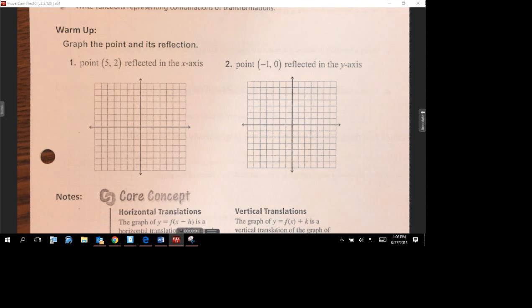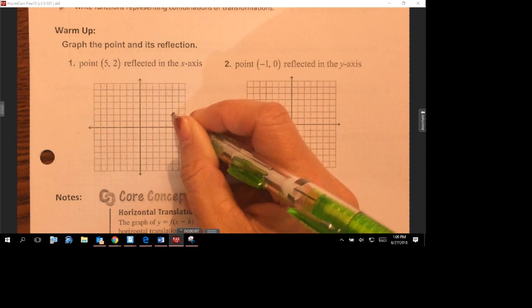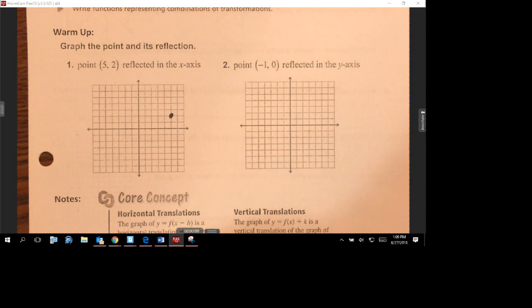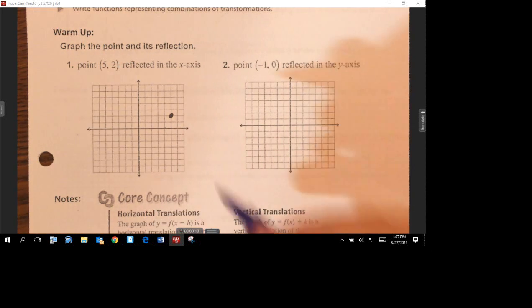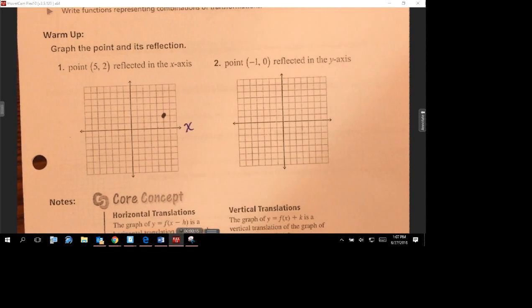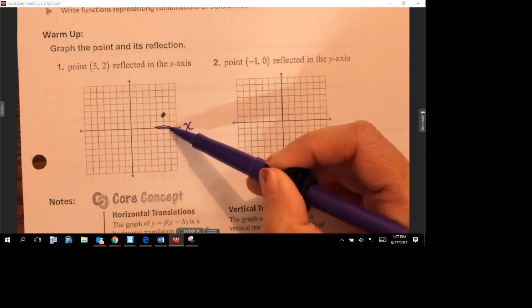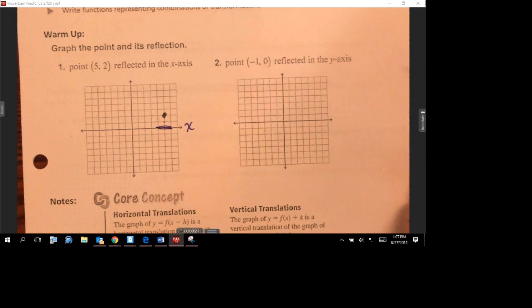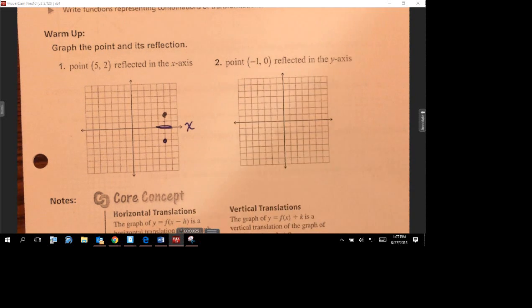All right, for your warm-up, you are supposed to plot the point (5, 2), right there. And then it says to reflect it in the x-axis. So here's our x-axis. To reflect it in the x-axis, this becomes like a mirror. So how far is it from the x-axis? So we're going to go to the other direction.